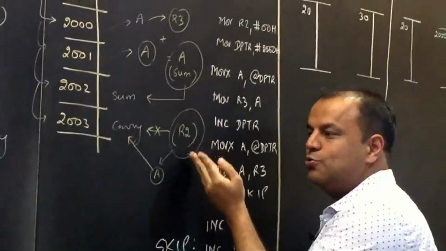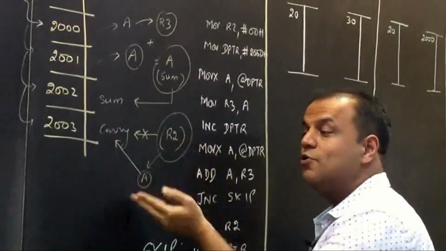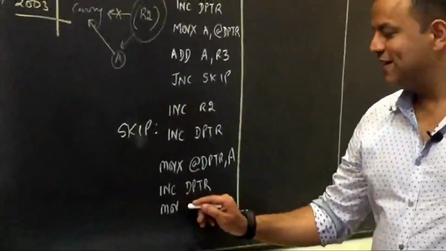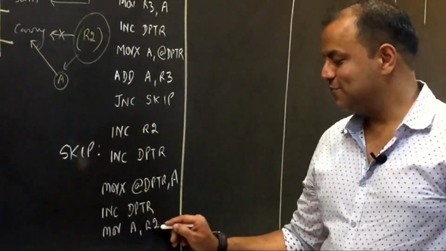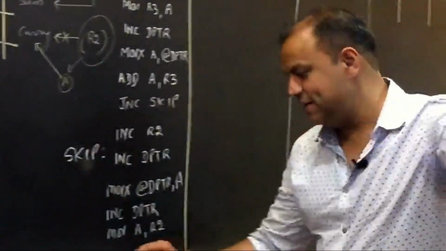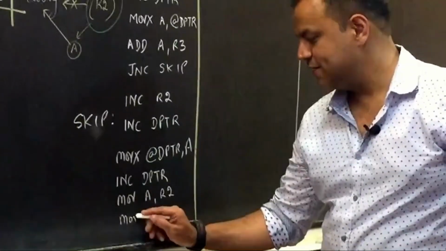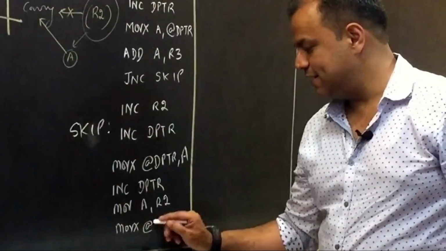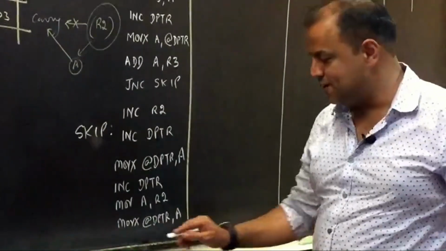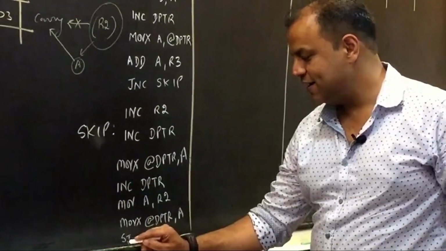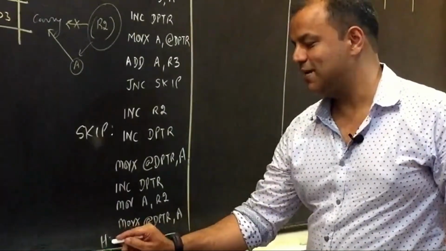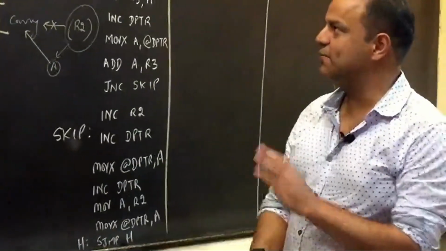Your carry is in R2. You would love to store it directly, but that is not allowed. So from R2 first take it into A. MOV A, comma R2. Now, from A, store it at the location pointed by DPTR. Excellent. MOVX @DPTR, comma A. Job done. End your program by writing SJMP here. Here means a label. I am writing H. Is that okay? Just a label.